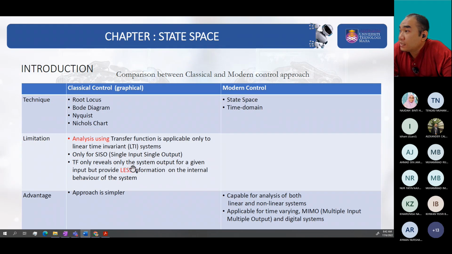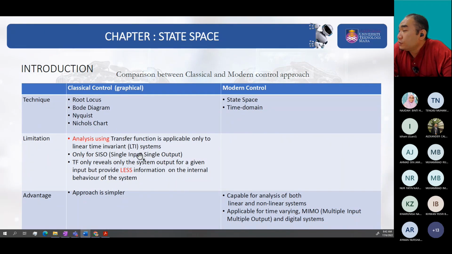Kalau kita nak gunakan classical control, ataupun when we want to design our controller, atau tune our controller by using all these techniques, we have limited information if we were to use the transfer function as our model block for the system to be controlled.